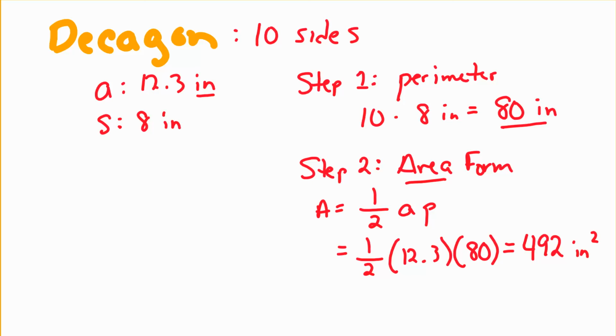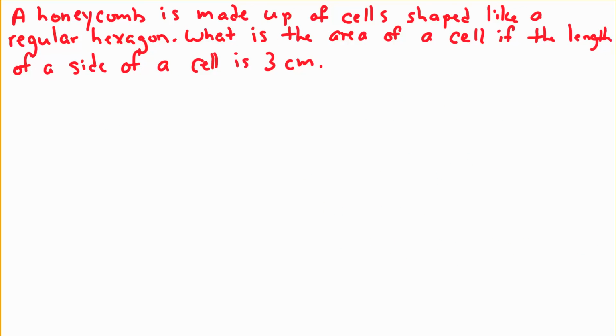Pretty simple if we know the length of the apothem and the length of one of the sides. Okay, the last example we're going to look at is a honeycomb example. It says a honeycomb is made up of cells shaped like a regular hexagon. What is the area of a cell if the length of a side of a cell is 3 centimeters?